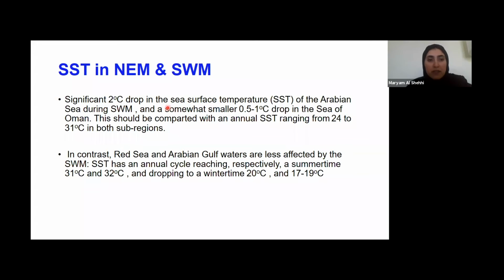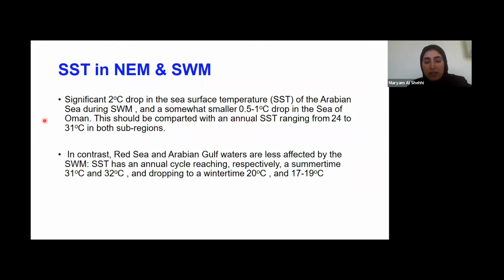During this monsoon, there is also a change in the sea surface temperature. There is a significant drop of 2 degrees in the sea surface temperature in the Arabian Sea during the southwest monsoon.